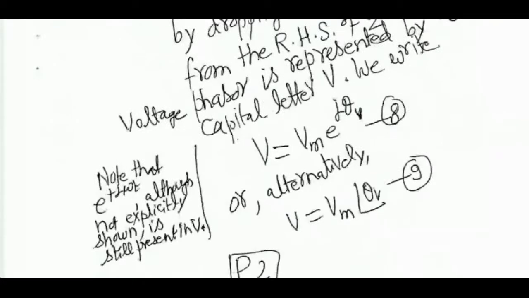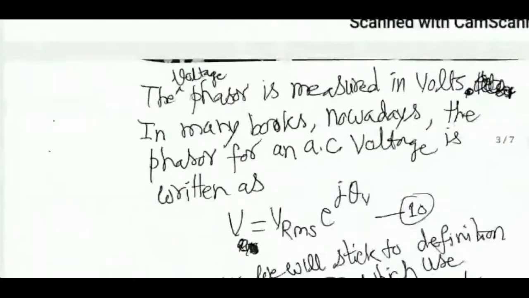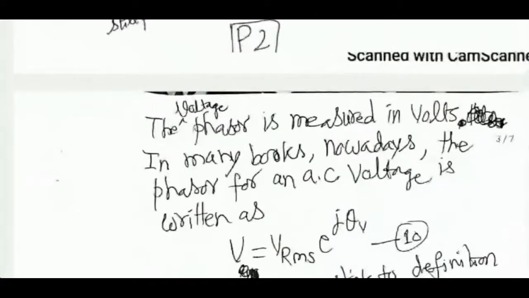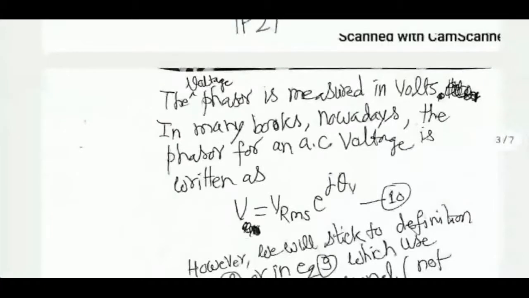An alternate method of doing the same is equation 9, where instead of writing e to the power j theta v, we put an angle sign and mention the angle. Both representations are equally valid. Note that e to the power j omega t, although not explicitly shown, is still present in the phasor. You should be fairly confident in converting a given signal in the time domain into the phasor domain, and the other way around. By the way, the unit for voltage phasor V is also volts.